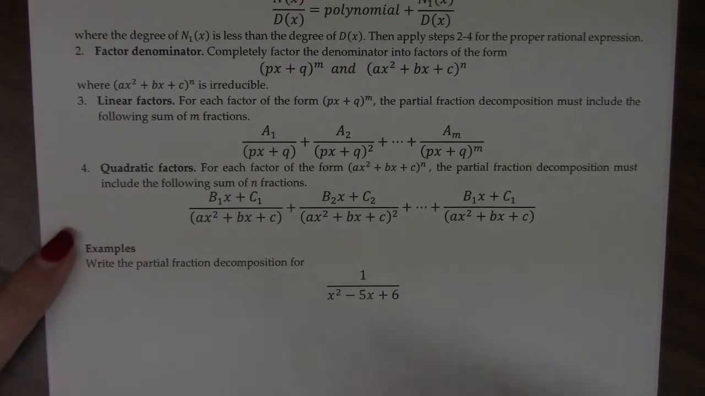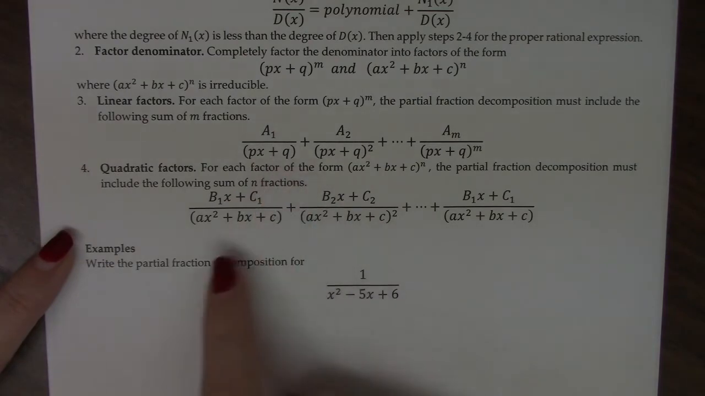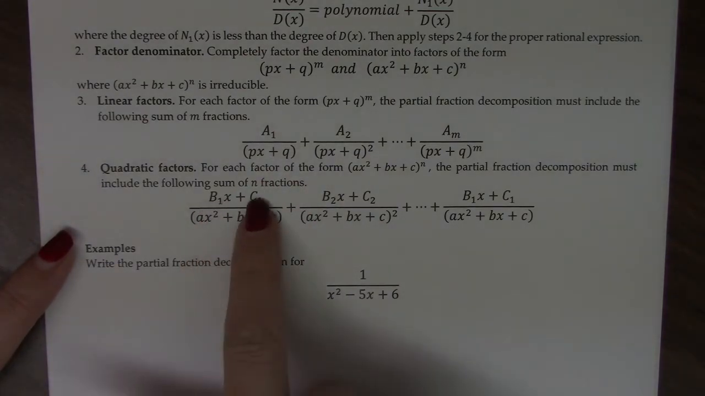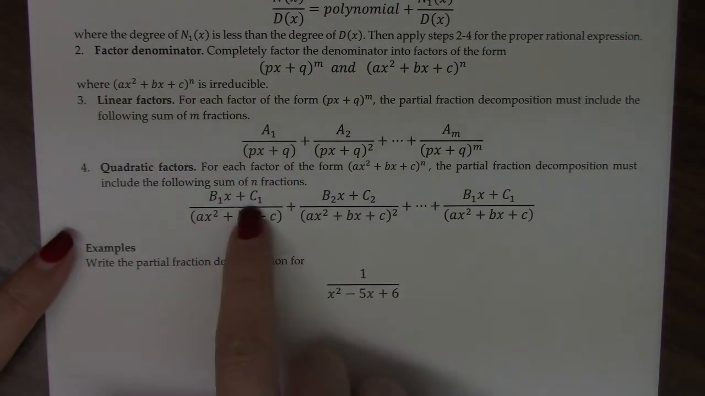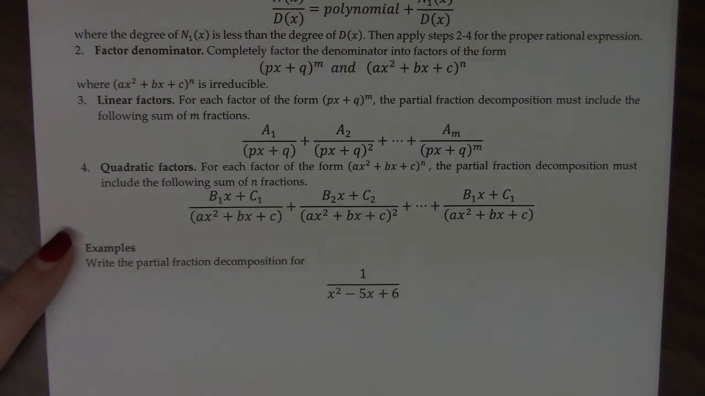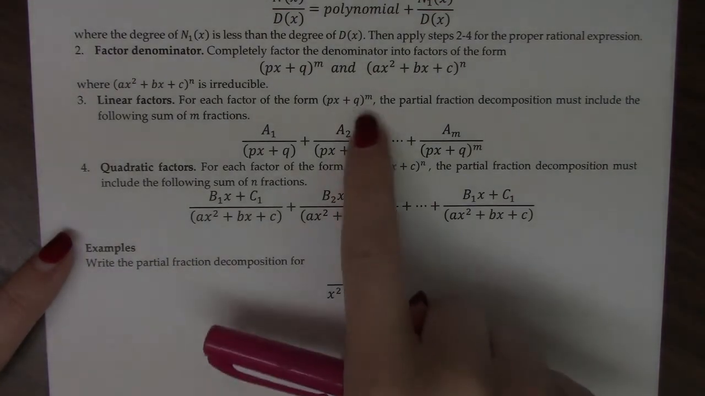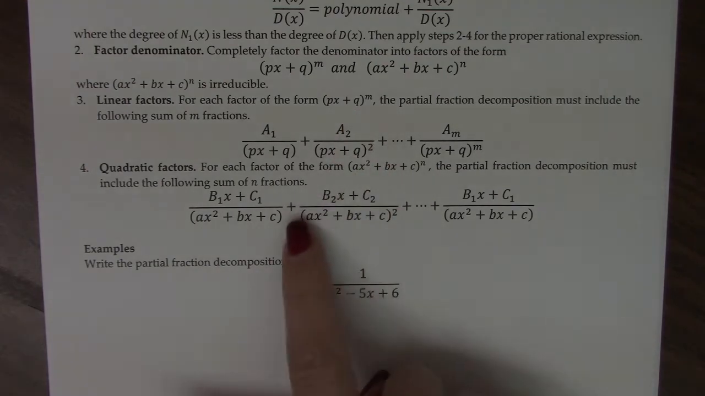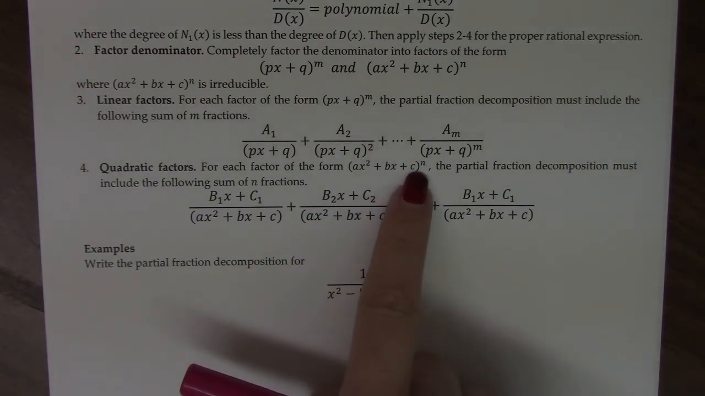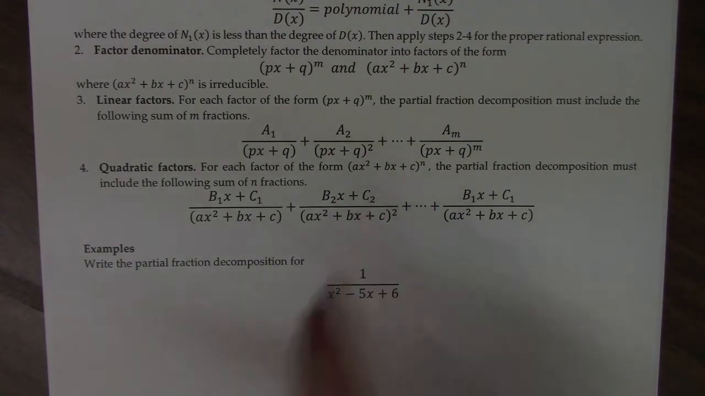Any linear factors, we put constants over the lines. Any quadratic factors, we put lines over quadratics, and that's because the derivative of a line is a constant and the derivative of a quadratic is a line. The exponent with the factor, so if you have a line raised to the m, that means you need m fractions to account for that factor. If you have a quadratic that's irreducible raised to the n, then that means you will have to set up n partial fractions to account for that. So if you have repeated factors, is what we call that, you need multiple individual fractions to deal with that.